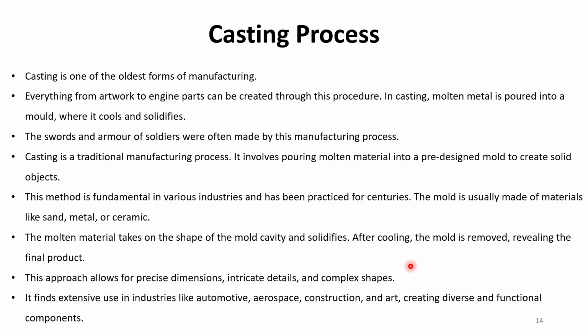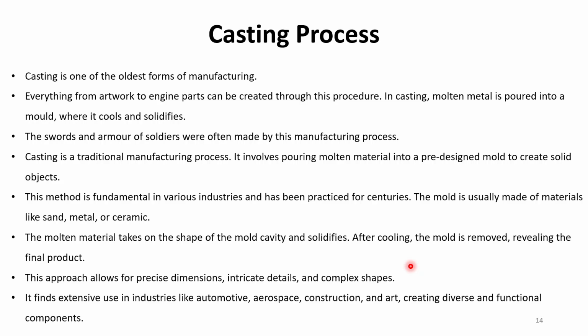In casting, molten metal is poured into a mold where it cools and solidifies. This is a definition that you have to remember. Swords and armors of soldiers were often made by this manufacturing process. Casting is a traditional manufacturing process which involves pouring molten metal into a pre-designed mold to create solid objects. This method is fundamental in various industries and has been practiced for centuries.